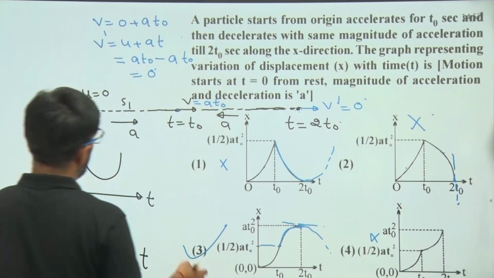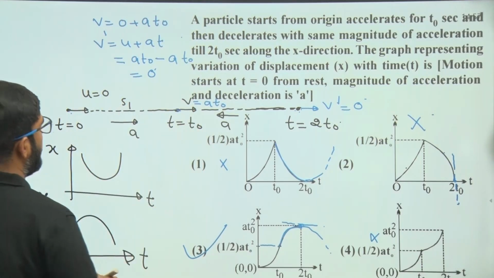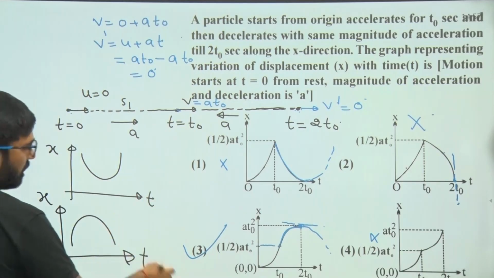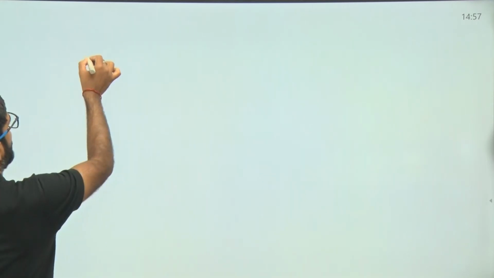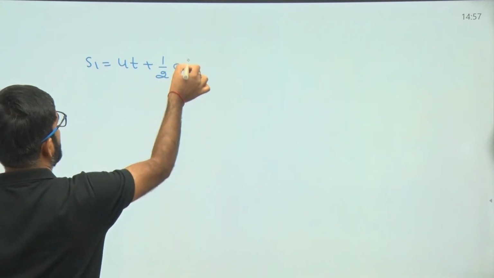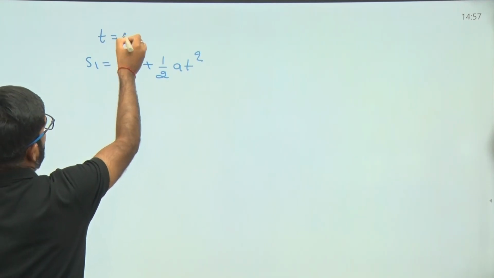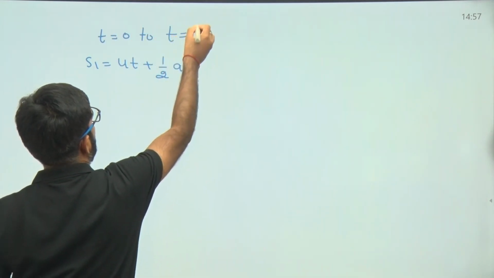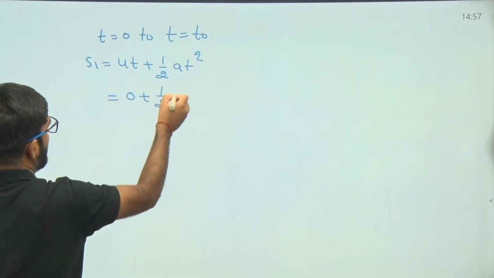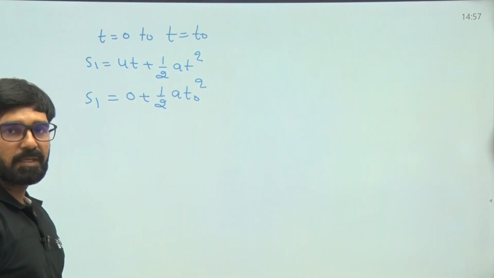Again, if you check the displacement from t equal to 0 to t equal to t naught, use the second equation of motion and get the displacement S1. If you want to find the value of S1, then S1 equal to ut plus half at square. This equation is used from t equal to 0 to t equal to t naught. We know that at t equal to 0, initial velocity is 0, plus half, acceleration is a into t naught square. Then S1 is half a into t naught square.